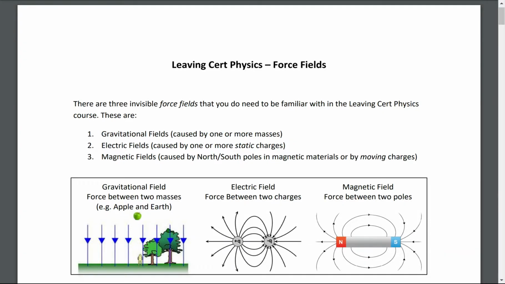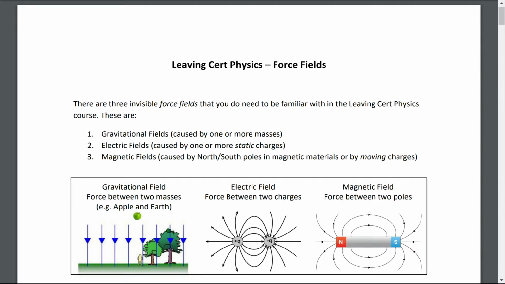The objective of this lesson is to bring together three separate parts of your physics course, and by comparing and contrasting them, you'd have a better understanding of what's going on overall. So the three things I want to talk about are gravitational fields, electric fields, and magnetic fields. And first, we must understand what a field is, I suppose.